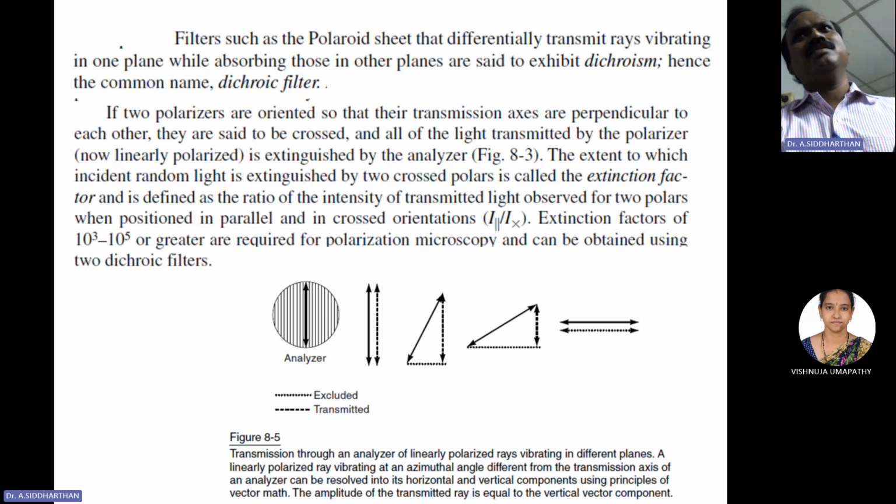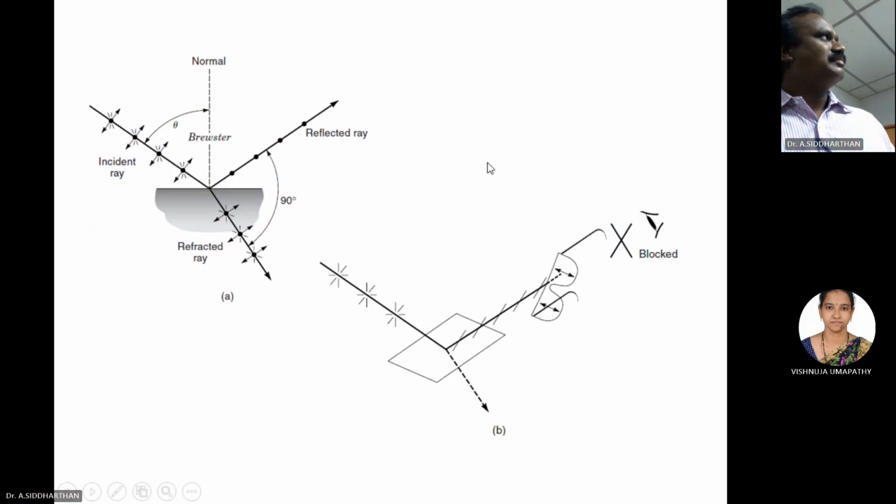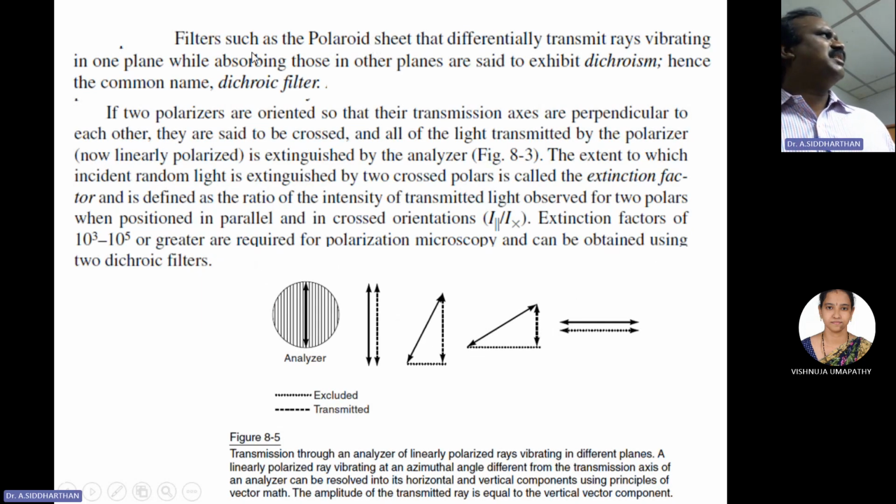They go at a higher velocity. Okay, this will happen only if it goes through a certain axis. So whatever is shown in the picture, this Polaroid, a polarized sheet, is nothing but it transmits the vibrations in one direction while absorbing those in the other plane. Such type of behavior is called dichroic filters, dichroism.